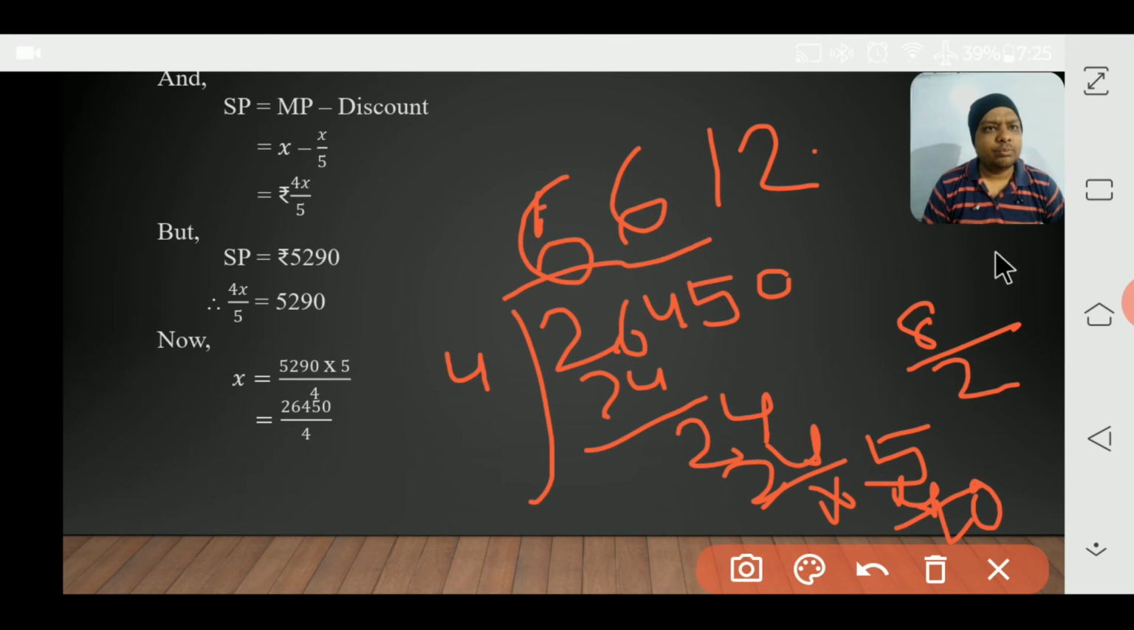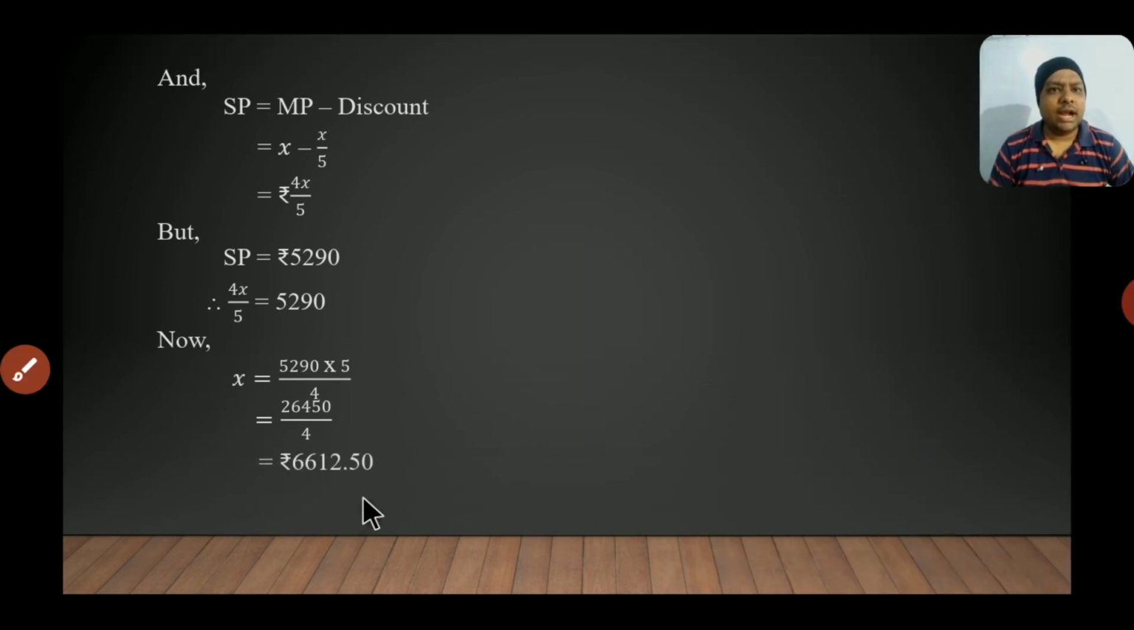Now we will put a decimal point, then we can write 0. So 4 fives. It means 6612.5, or we can say 6612.50. Okay. So that will be the value of X. It means it is the mark price and it is our answer. So the mark price of the cooler will be rupees 6612.50. I hope that you all have understood, students. So let's move to the next point.